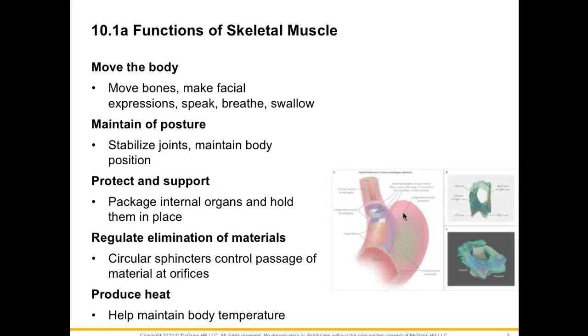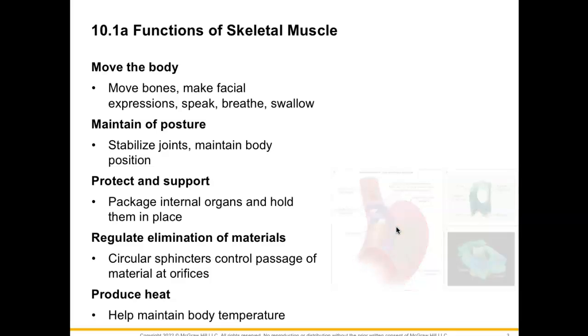So within our body, we have these areas where we have circular sphincters, and these help to control the passage of material at orifices. So you could see this circular muscle here is actually known as the lower esophageal sphincter or the cardiac sphincter, and it is going to contract or relax in order to allow substances to move from the esophagus into the stomach. But of course, we have sphincters all throughout our body.